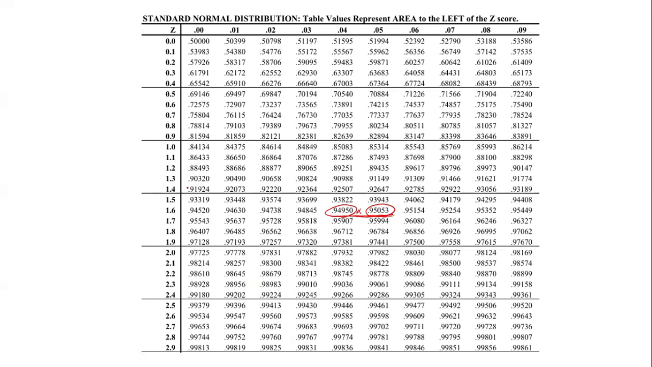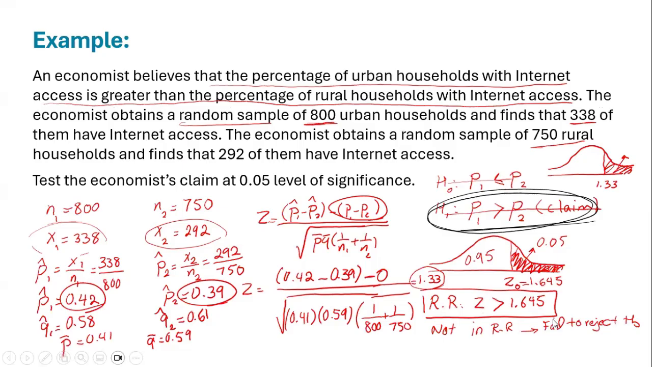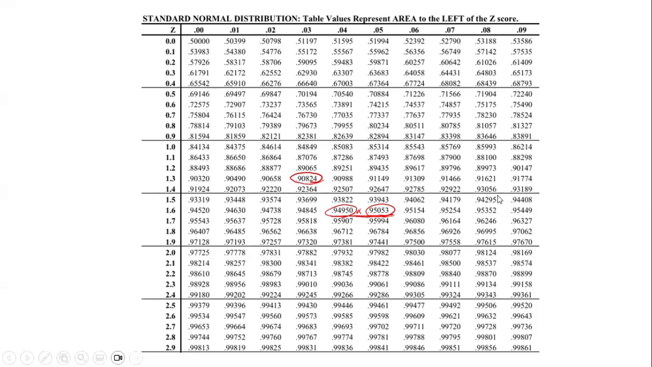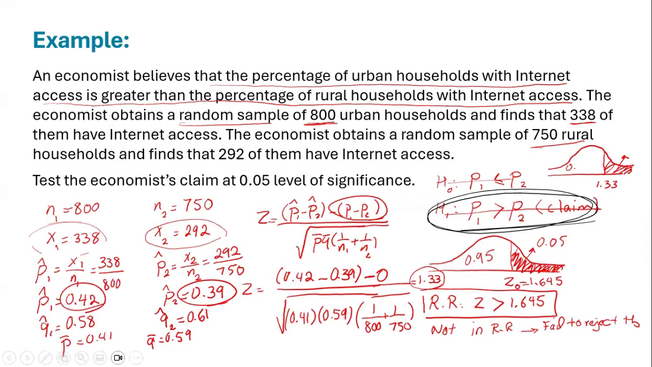This is the area to the left. The area to the left is 0.9082. If you need the p-value, which is the area to the right, you need to subtract this number from 1, and that gives you the p-value. So when we have a z-test, it's easy to find the p-value manually as well. But you still can use online calculators for working on your homework and exams and the whole semester.